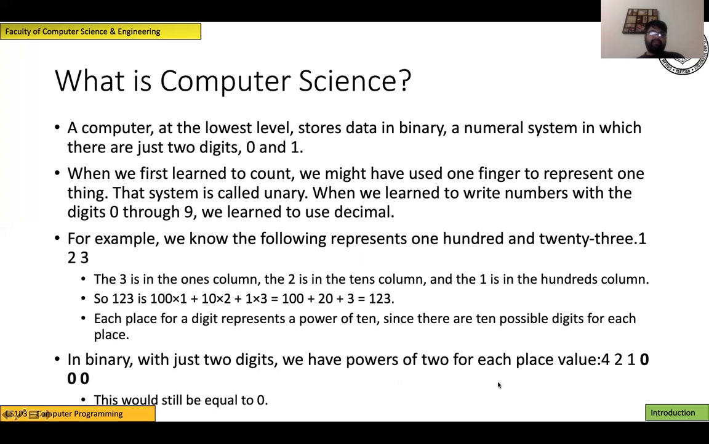Each place for a digit represents a power of 10. Since there are 10 possible digits for each place, you can represent various values. In binary, which is just two digits, we have the powers of 2 for each place value. So 4, 2, 1, and 0. For example, 0, 0 would represent 0.